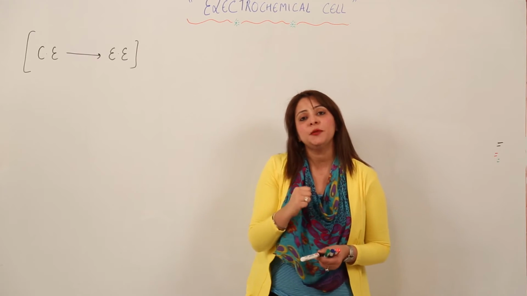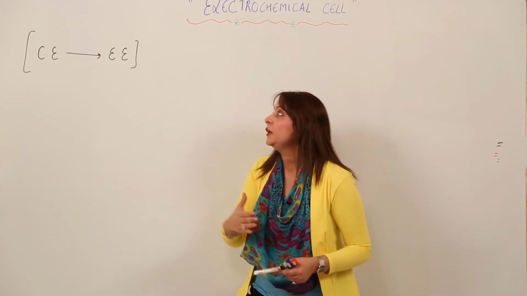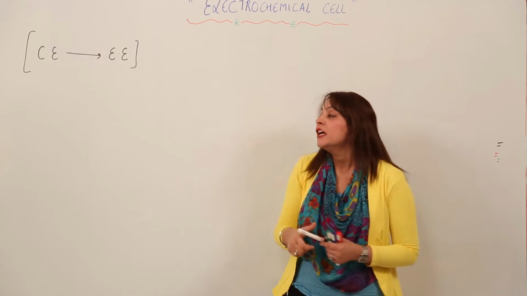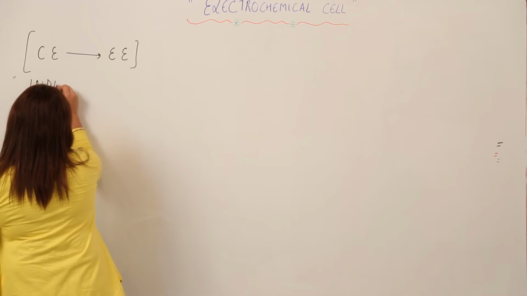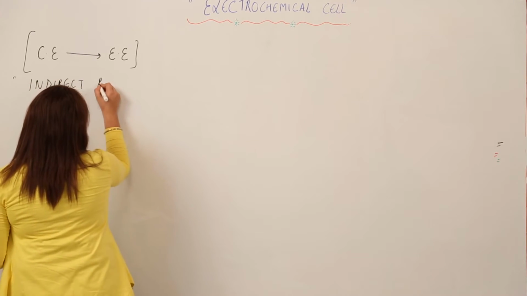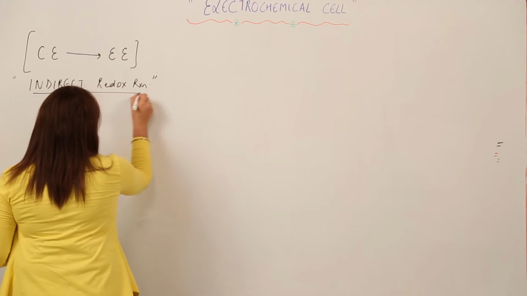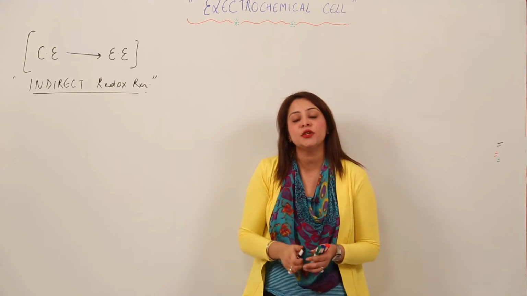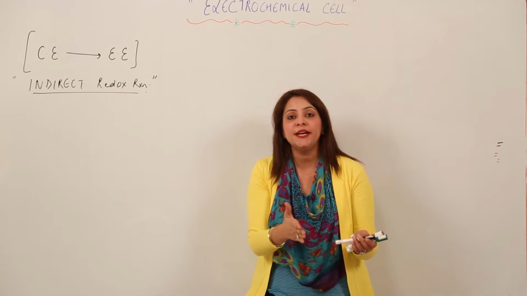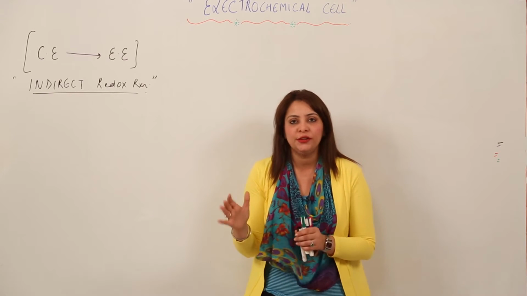Now the question must be rising in your mind, or we should be curious to know, what is the principle behind the electrochemical cell? The principle is that in it an indirect redox reaction takes place. As you are all familiar, a redox reaction is a reaction in which oxidation and reduction both occur simultaneously. You know what oxidation and reduction are.